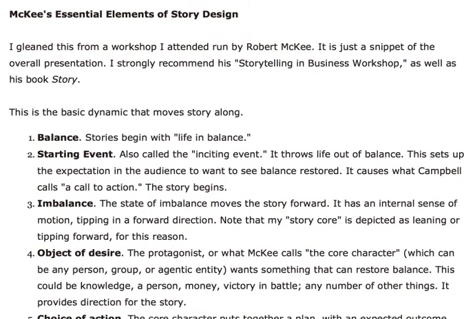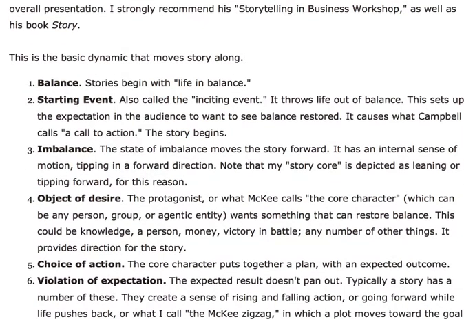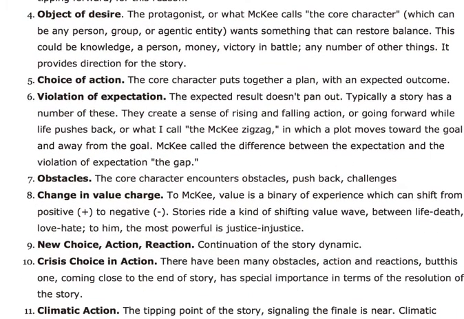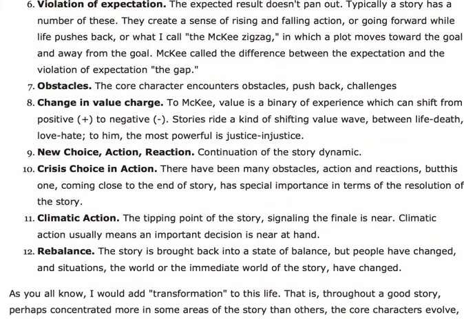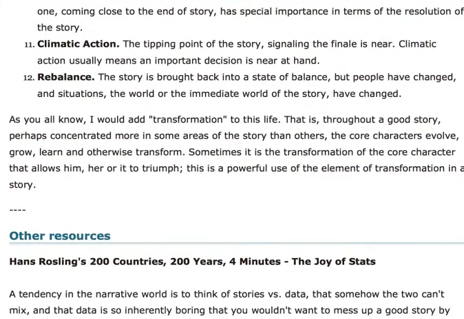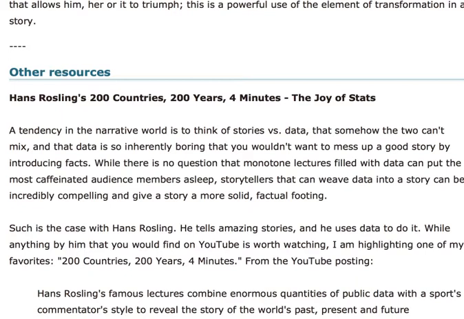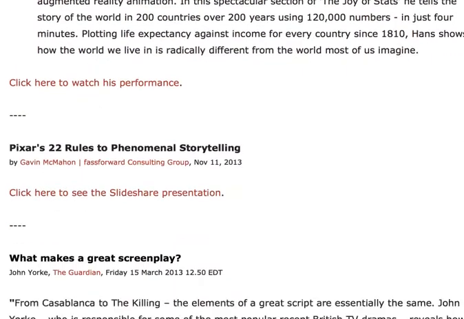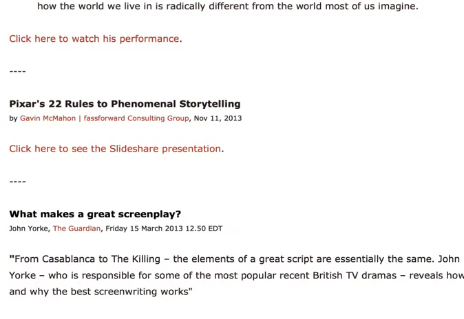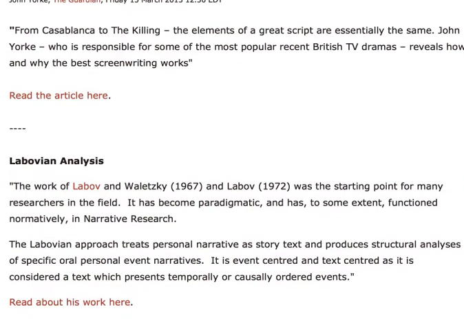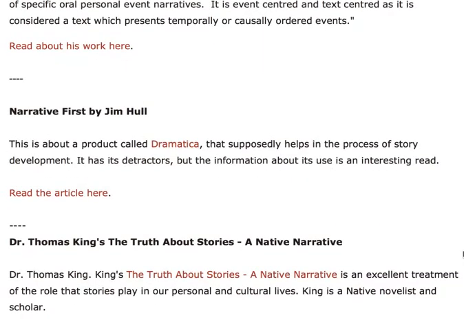McKee's Essential Elements of Story Design. Here they are in sort of bullet format. And I also feature in my book what I call McKee's Zigzag. And he shows how story sort of flows and keeps our engagement. And then a whole lot of other resources that I think you might find really interesting. Pixar's 22 Rules to Phenomenal Storytelling makes a great screenplay. The work of Labov and Waletzky, and so on. Anyway, there you go.